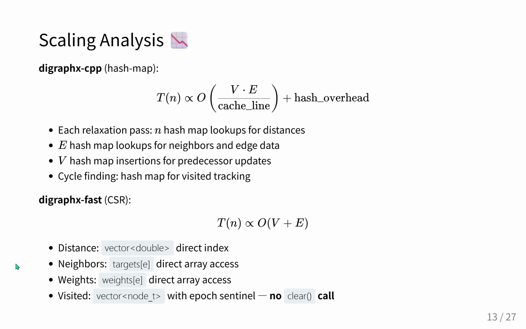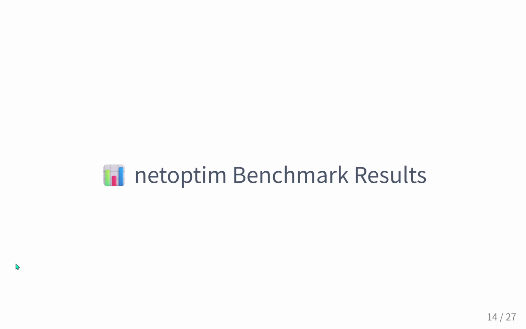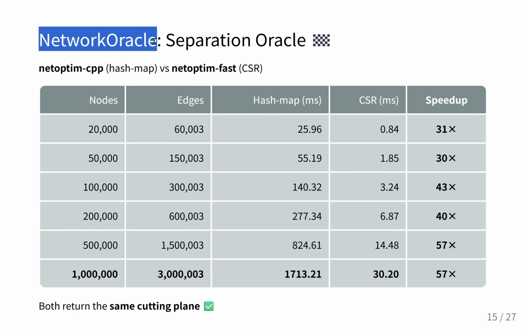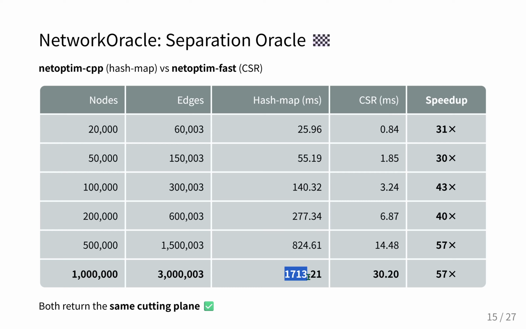What's fascinating here is that that is the exact question the developer anticipated. So they ran a second benchmark using a network oracle, which is a separation oracle wrapper around the algorithm. And what happened? The introduction of that abstraction layer doesn't just maintain the gap. It actually causes the hash map's performance to absolutely implode. Whoa. Give me the numbers. At 1 million nodes, the hash map wrapper takes 1,713.21 milliseconds, almost 2 full seconds. And the CSR wrapper? 30.20 milliseconds. Wait. It went from a 17 times speedup to 57 times. Yeah.